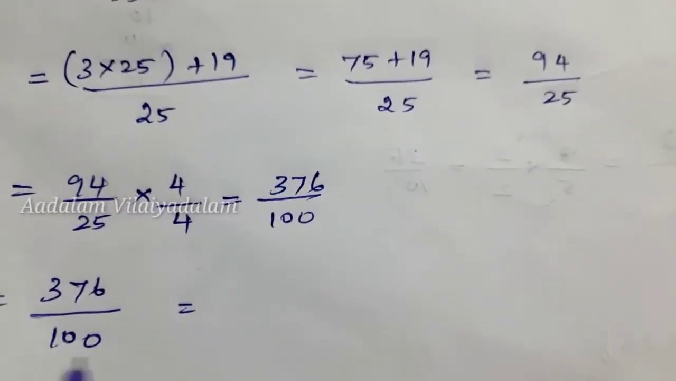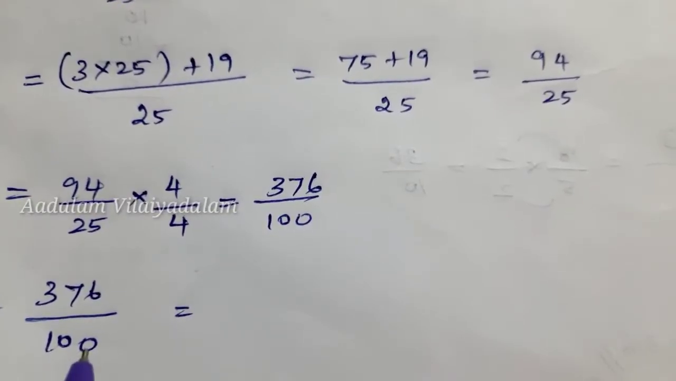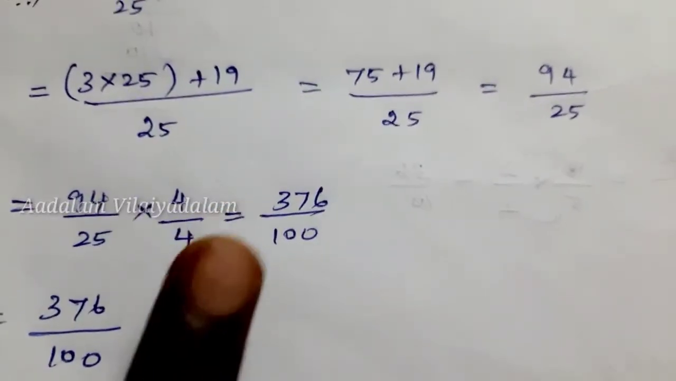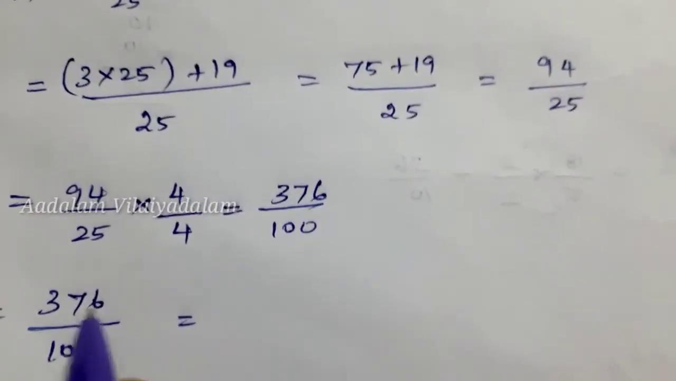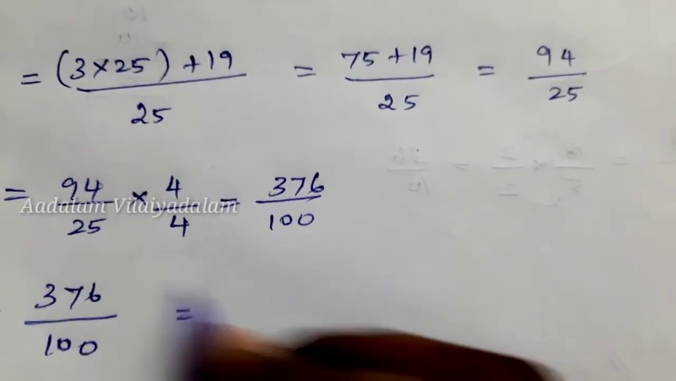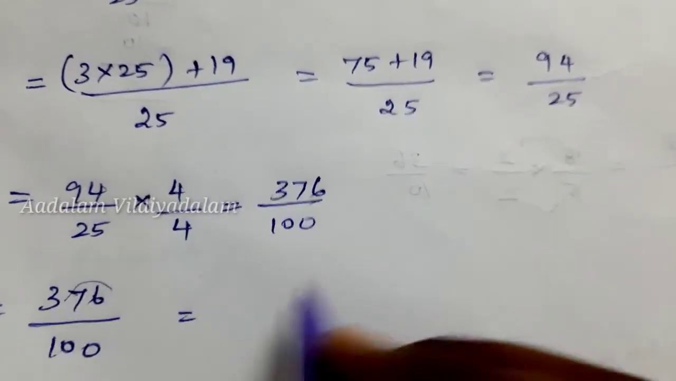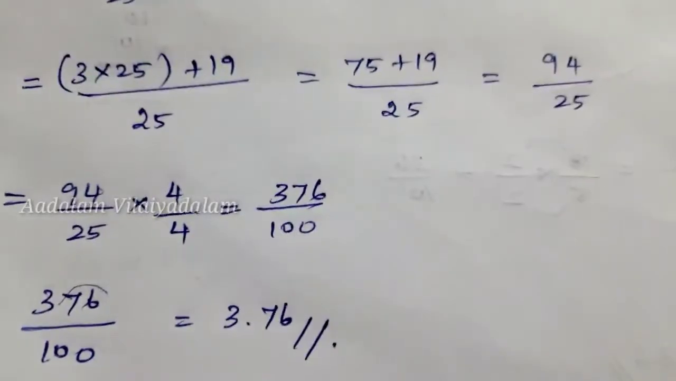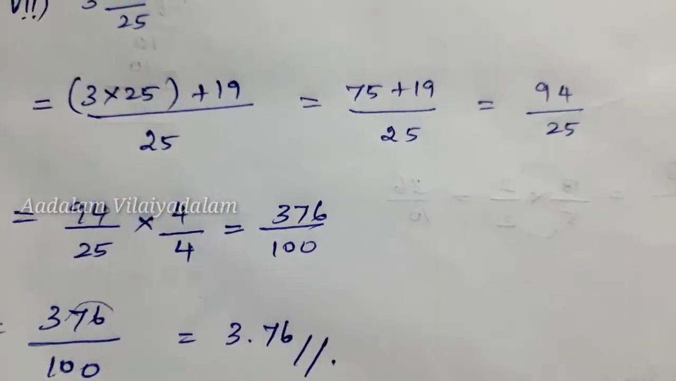Now we need to change 376 into a decimal number. There are 2 zeros in the denominator, so we need to move the decimal point from right to left by 2 digits. Then we get 3.76, which is the required decimal number.